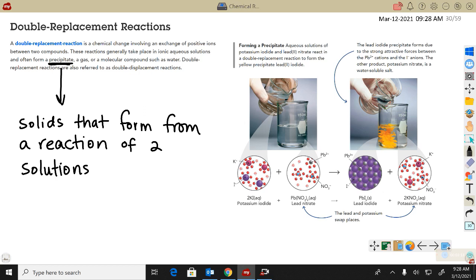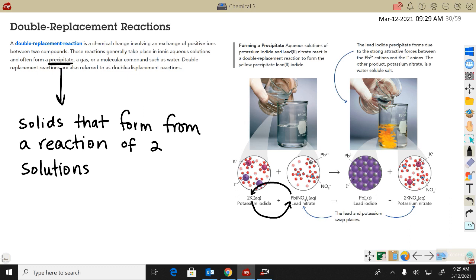Okay, so in a double replacement, you're going to start with two compounds. There are going to be two solutions. There'll be two aqueous compounds. And you just have a double switch. So the two positive ions, the lead and the potassium, just switch spots with each other. A double replacement. So that now on the product side, the lead will be bonded to the iodine and the potassium will come over with nitrate.